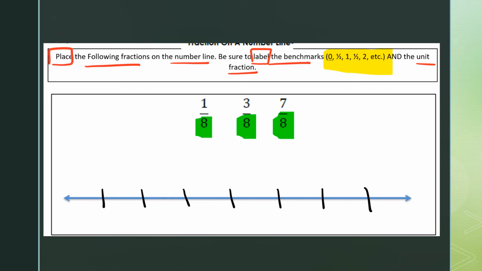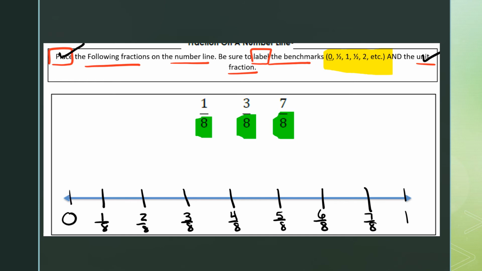And then I'm going to place, is the first direction, place the following fractions on the number line. So I have 1/8, 3/8, and 7/8. So it is helpful if I put these unit fractions on there first, then I'll be able to see where the other fractions are. So I have 1/8, 2/8, 3/8, 4/8, 5/8, 6/8, 7/8, and at the very end would be 1 whole, and at the very beginning would be our 0.